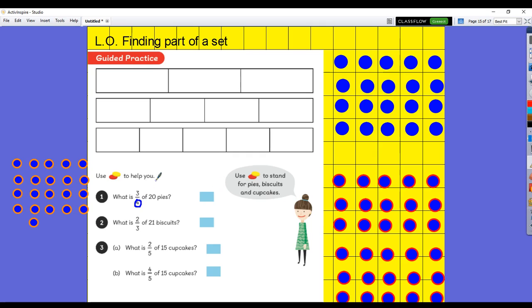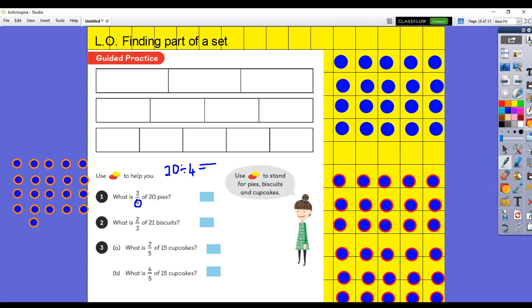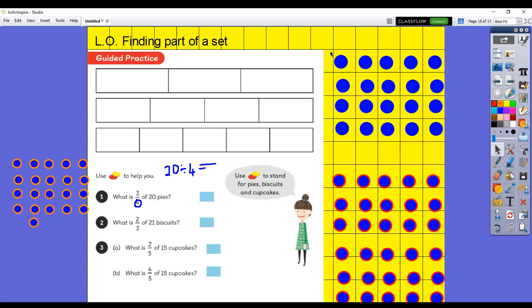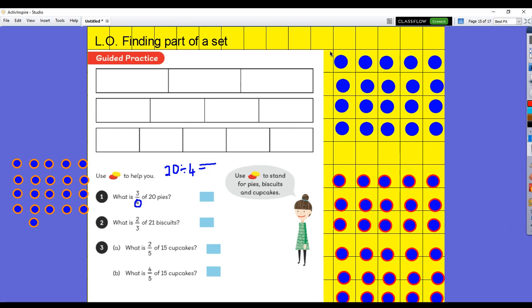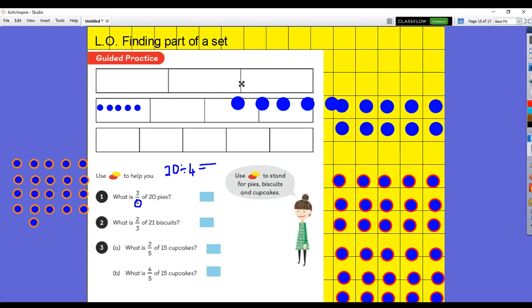So our first calculation is going to be 20 divided by 4. What is 20 divided by 4? When you do your 4 times table, get those piano fingers out. 4, 8, 12, 16, 20. So we need to have 5 in each box. Okay, so 20 divided by 4 is going to equal 5.